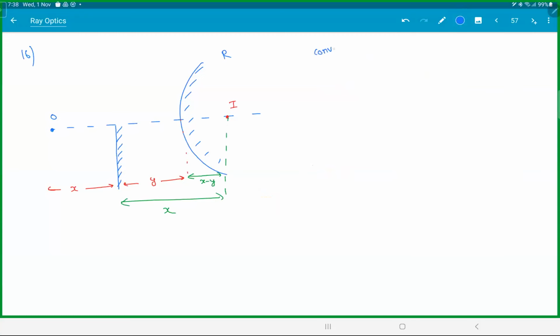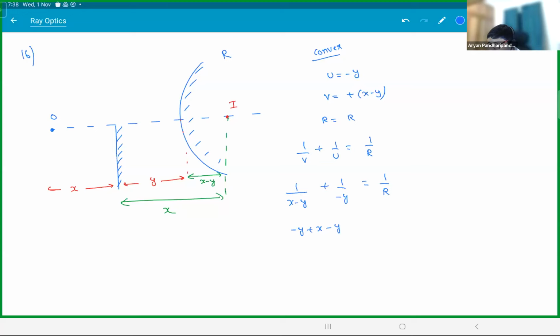So for the convex mirror, U is minus Y, V is plus of X minus Y. The radius of curvature is R. Put it in the formula. 1 by V plus 1 by U is 1 by R. 1 by X minus Y plus 1 by minus Y is equal to 1 by R. Cross multiply, minus Y plus X. Sir, 2 by R, na? Focal length.